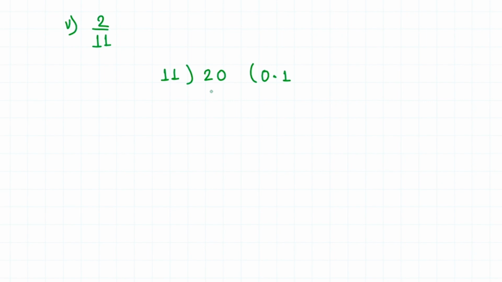11 times 1 is 11, and when we subtract this, we're going to get 9. You can put a 0 over here. 11 times 8 is 88, and again, when you subtract this, you are going to get 2. So if you add a 0 over here, our process is going to repeat because we have our 20 in our question, and our remainder is also 20. So again, it's going to be 1 is 11, and again, it's going to be 8 is 88, right? So it's going to continue like this, okay?